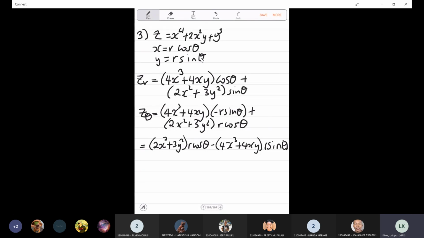Then number 5. Z is equal to e to the power of 2x plus 3y. X is r hyperbolic cos of t, and y, sorry, not z, that's t.